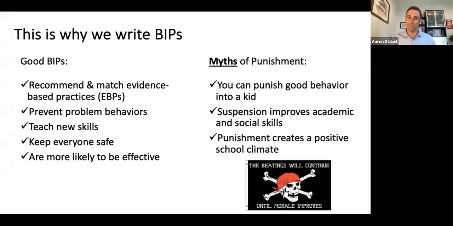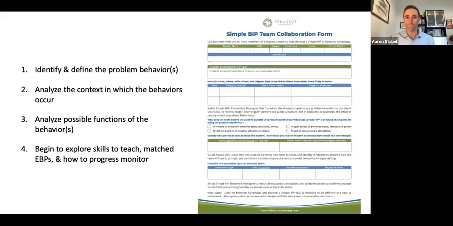And it's not that discipline and punishment can't be very effective in changing behavior, but when they are standalone interventions, we need to remember that you can't punish good behavior into a kid. That's not what punishment does. It's a behavior suppressant. Suspension does not improve academic or social skills. That's been shown decade after decade. And punishment does not create a positive school climate, which is generally where good behaviors flourish.